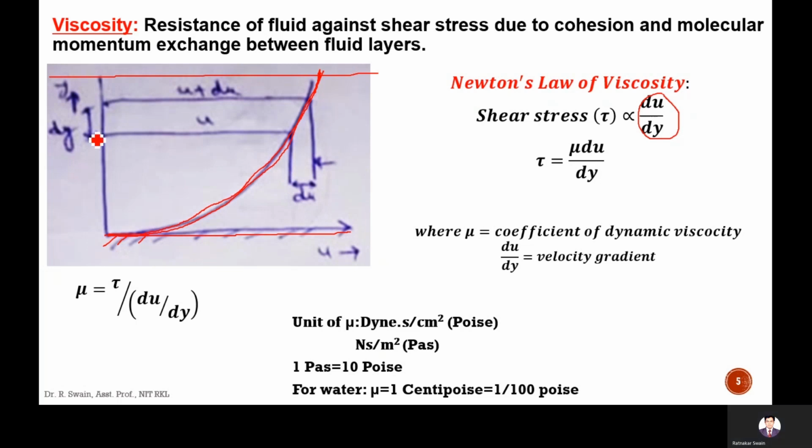If per small change in thickness there is a change in velocity, that change in velocity is du and the change in thickness is dy. This du by dy is called velocity gradient. Due to the cohesive force between the molecules of the liquid and the molecular momentum exchange between the layers, this fluid resists the shear stress. If you apply shear stress, it will resist. According to Newton's law, shear stress is directly proportional to velocity gradient du by dy, or shear stress is equal to viscosity into du by dy, and this resistance is due to viscosity.